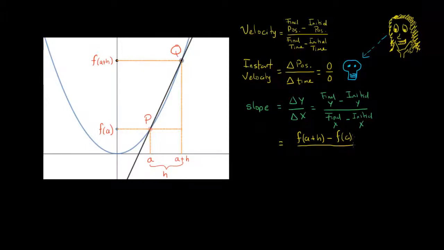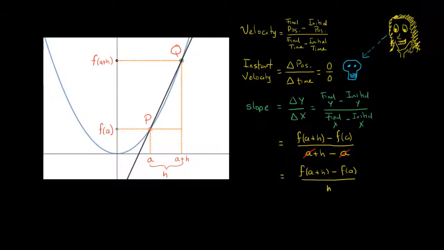It will be all over the final x. The final x will be the x for Q, which is a plus h, minus the initial x, the x for P, which will be only a. There it is. And here we can simplify things. This positive and negative a, we can cancel out. So we get f of a plus h minus f of a, all over h.